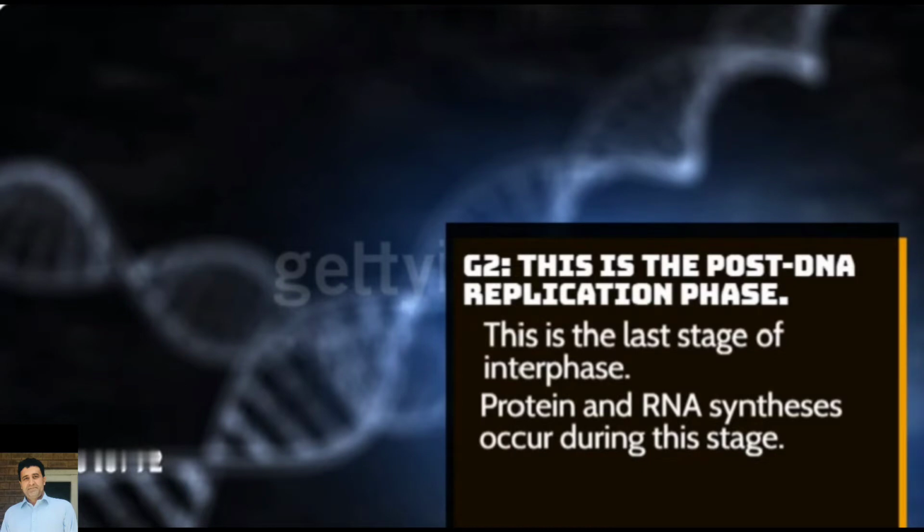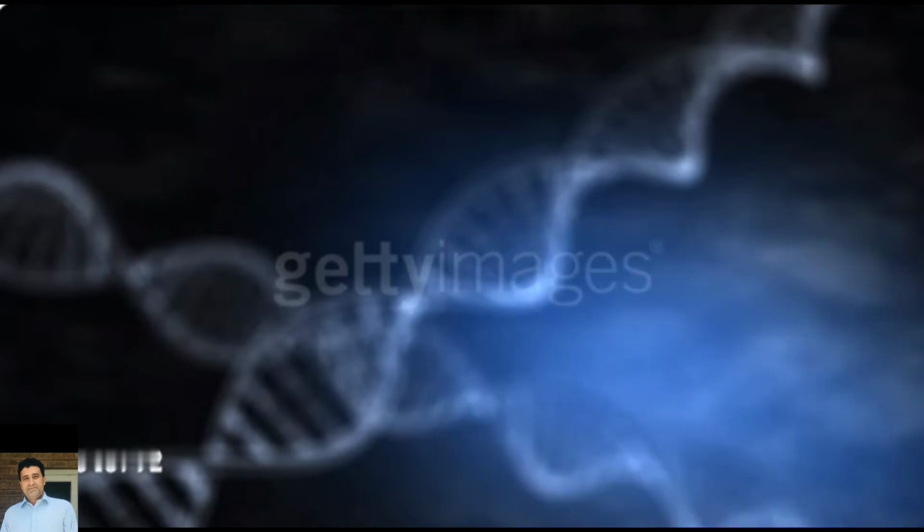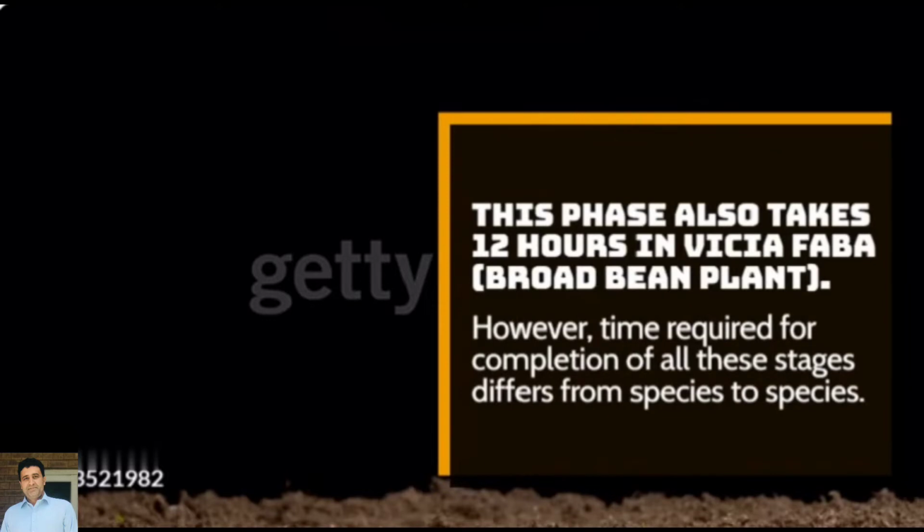G2 is the post-DNA replication phase. This is the last stage of interphase. Protein and RNA synthesis occur during this stage. This phase also takes 12 hours in Vicia faba. The broad bean plant is known as Vicia faba. However, the time required for completion of all the stages differs from species to species.